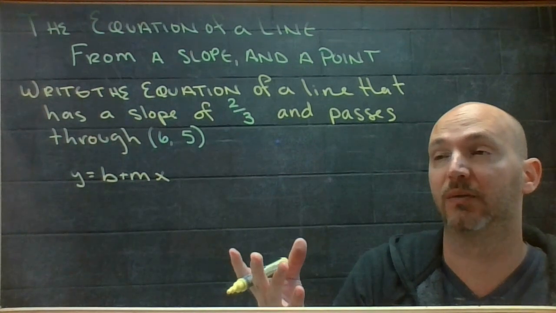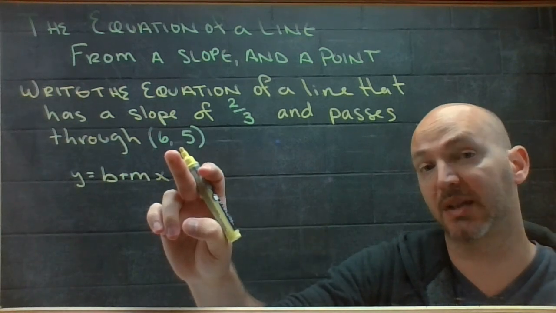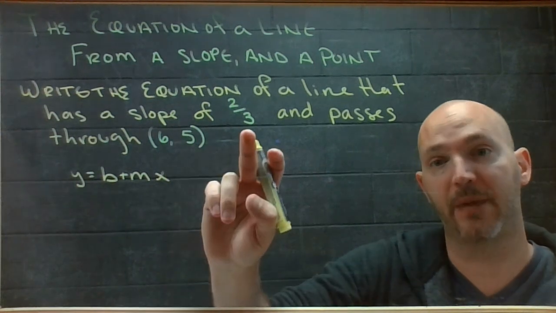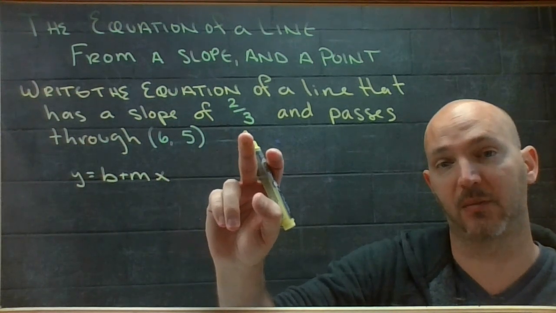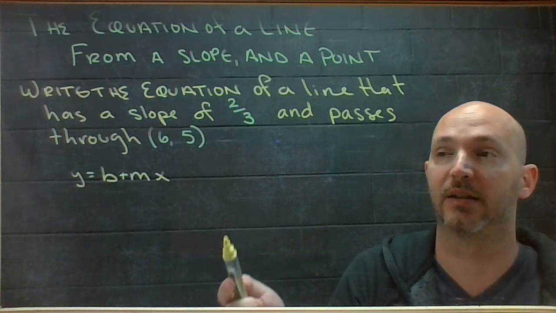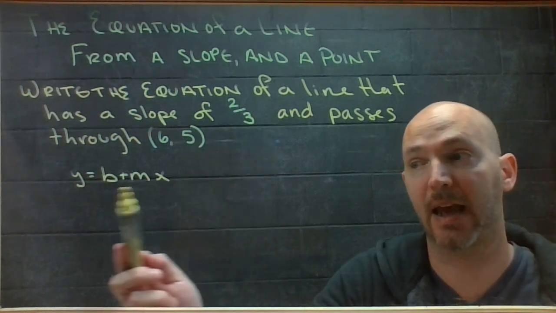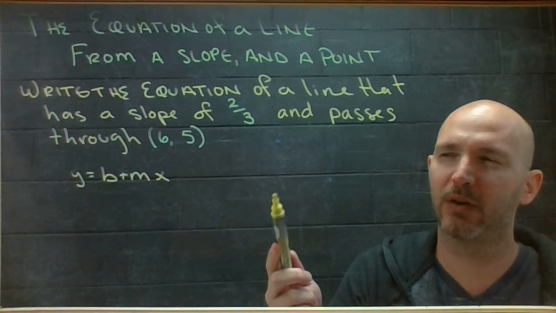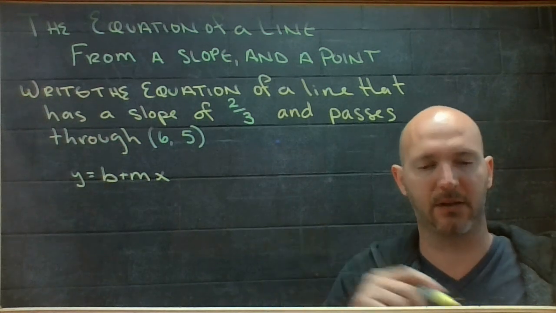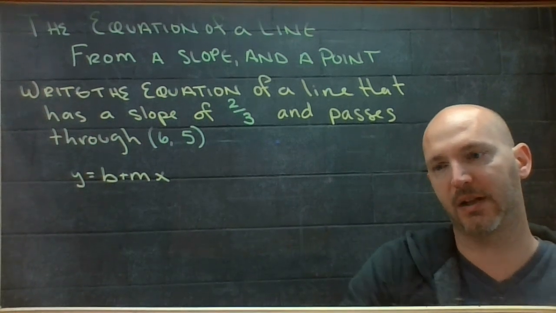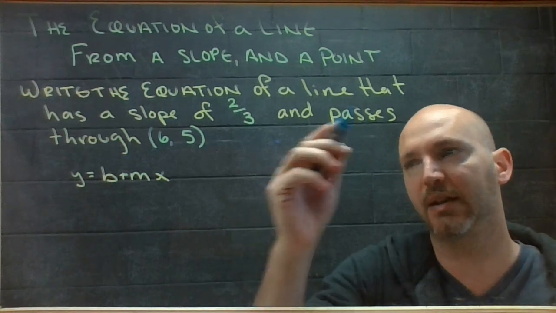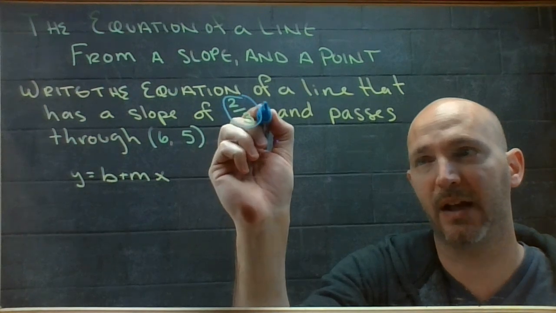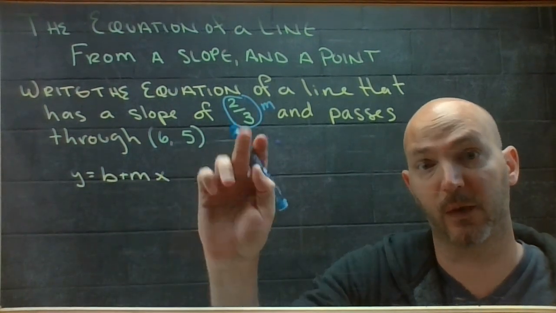Sometimes it's useful to be able to go to a specific place on the grid, and once you're there, then travel at this particular slope. So the question is then, if I have this information, can I generate this formula? If you look at the numbers that you've been given, this 2/3 says right there that that's the slope. So that goes into this model for m.